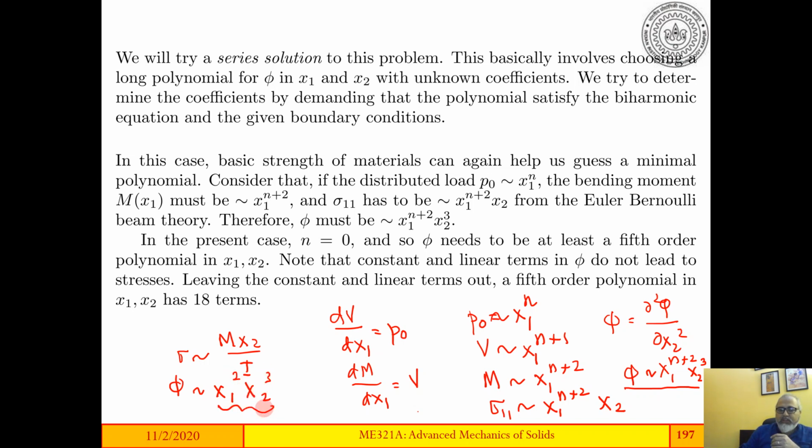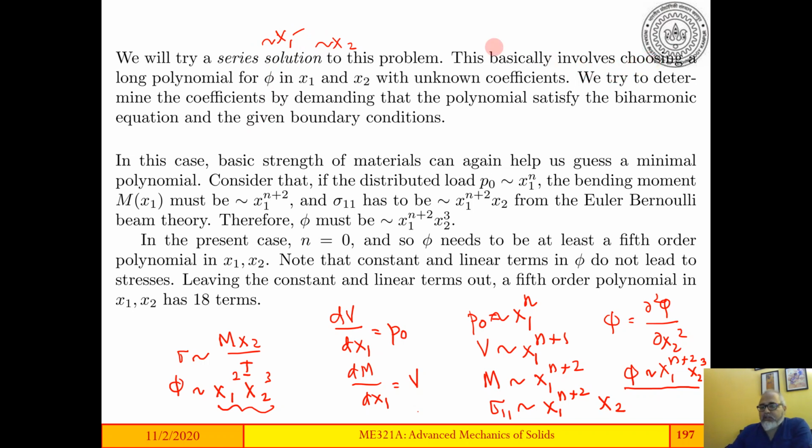That means it has to be a fifth order polynomial. So fifth order polynomial is the only one that will at least satisfy the Euler-Bernoulli beam theory. Out of that, in a fifth order polynomial, the terms that are linear in x1 and x2 don't matter because the stresses are dependent on the second derivative. So these terms which are linear in x1 or linear in x2 would actually disappear when you take the derivatives.